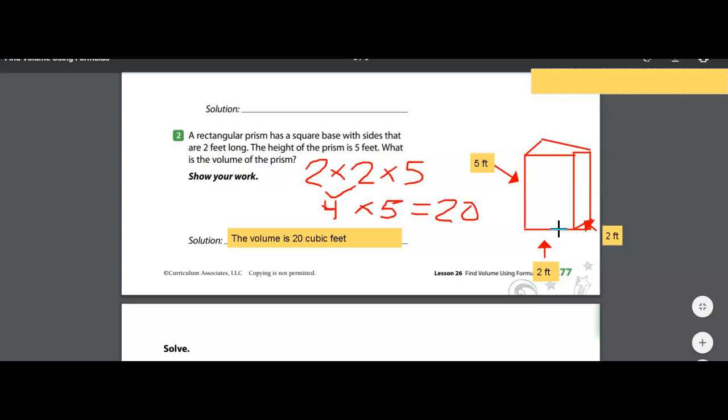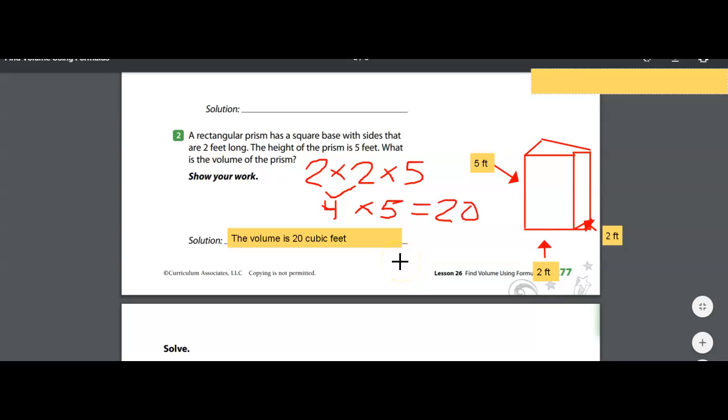So if we use our formula, length times width times height, I have 2 times 2 times 5. I then will multiply 4 times 5, which will give me 20. And again, my answer is the volume is 20 cubic feet because the unit of measurement is in feet.